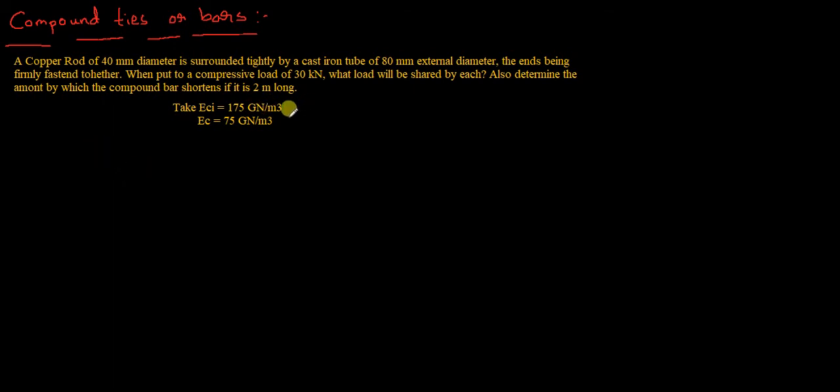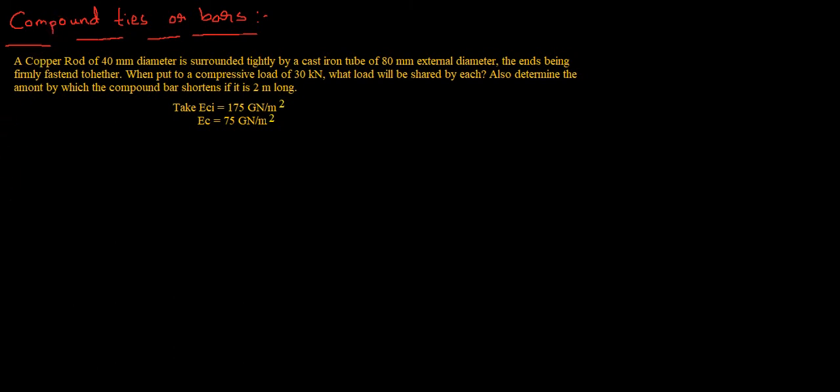Here the Young's modulus values for cast iron and copper are given, that is 175 and 75 giganewton per meter square. Let me correct it: yes, I have corrected it, that is giganewton per meter square, or gigapascals we can write. So this is the compound bar which is made up of copper and cast iron, and for this the compressive load is given, which is acting on the bar. Then we need to find the load shared by the two materials, as well as the compression, that is the deformation that has taken place in the bar.